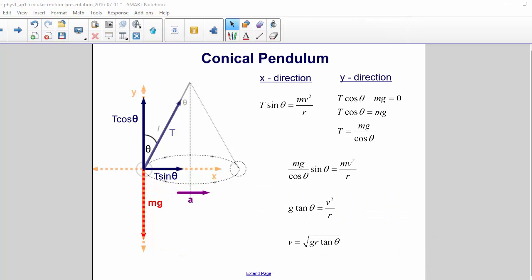Applying Newton's second law and solving for the velocity, we get the same equation we got when we did a banked curve with no friction. v is equal to the square root of g r times the tangent of theta.